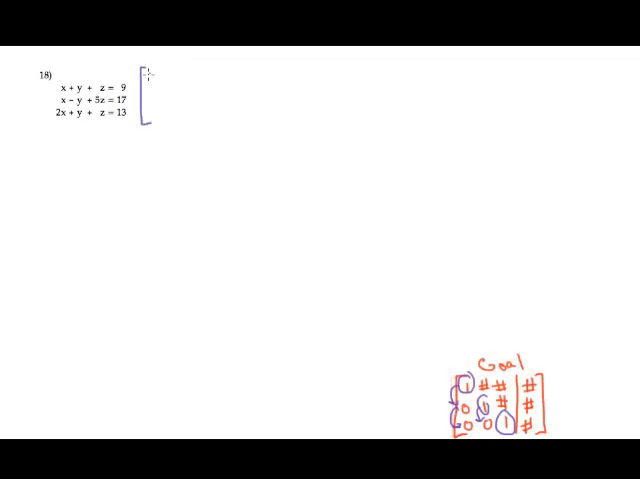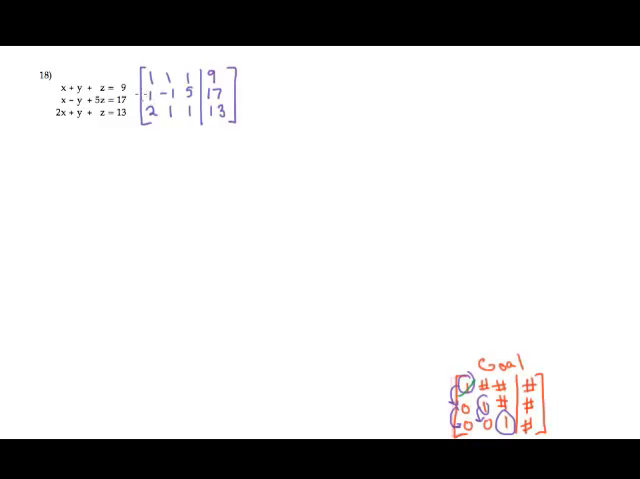So you take the numbers in front of the variables. So we get 1, 1, 1, 9, 1, negative 1, 5, 17, 2, 1, 1, 13. That's how we start out. So notice if we look back at our goal, we've got the 1 in the top left, which means we don't need to move anything or multiply or do anything to get that first thing. It's already there. But we do need to get a 0 right here where this 1 is.